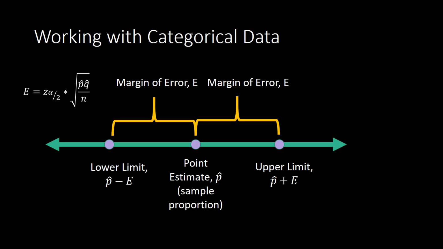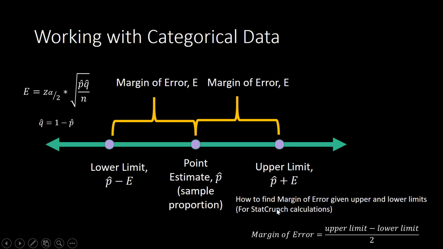If you're going to use manual calculations, this is the equation that you would use. E equals z of alpha over 2 times the square root of p hat q hat over n. You might notice that there are a few symbols here that are new. One is z of alpha over 2, and I have a whole video that explains how to calculate that and what it means. The other one is q hat. Quite simply, q hat is 1 minus p hat.